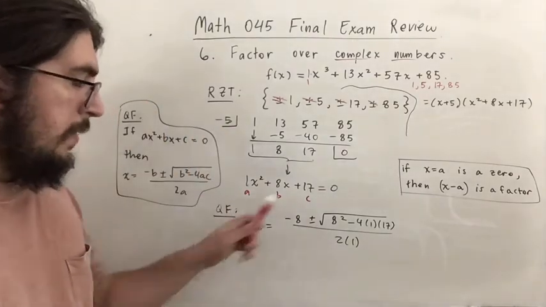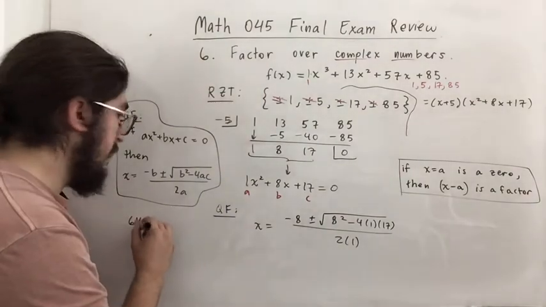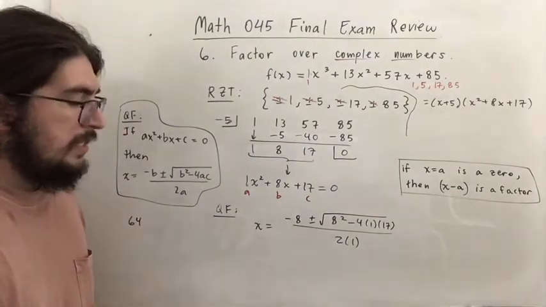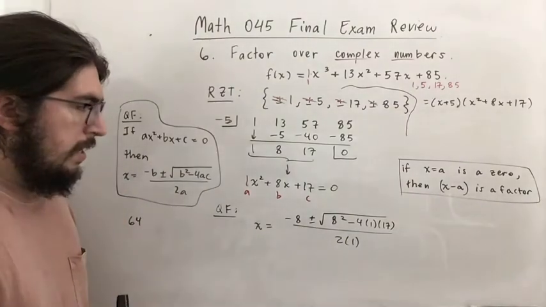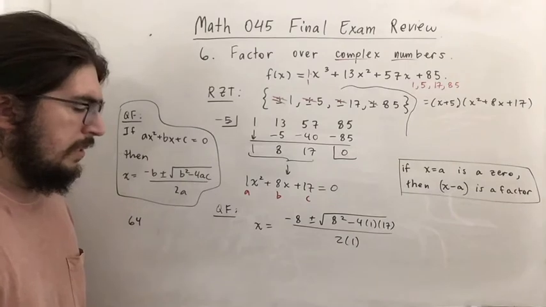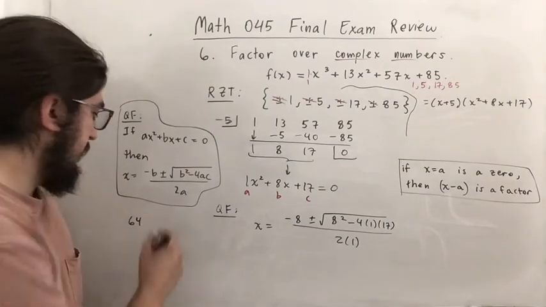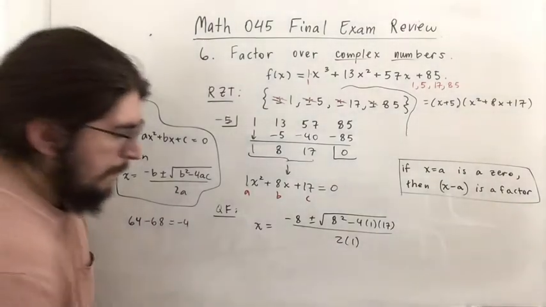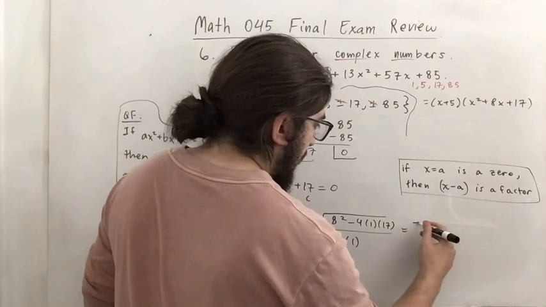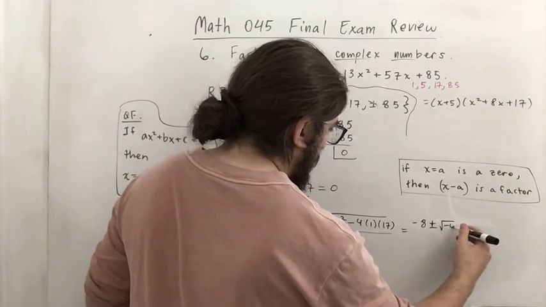Okay, so let's see. I'm going to do this radical off to the side. 8 squared I know is 64. Let's see, 4 times 17. Well, if you double 17, you get 34, and if you double that again, 34 doubled is 68. So it's going to be 64 minus 68, which is negative 4. Okay. So all in all, this is negative 8 plus or minus the square root of negative 4, all over 2.